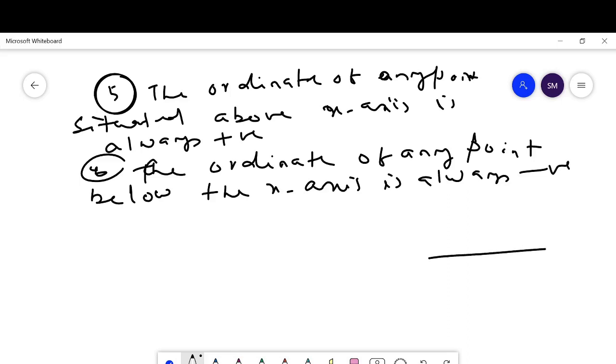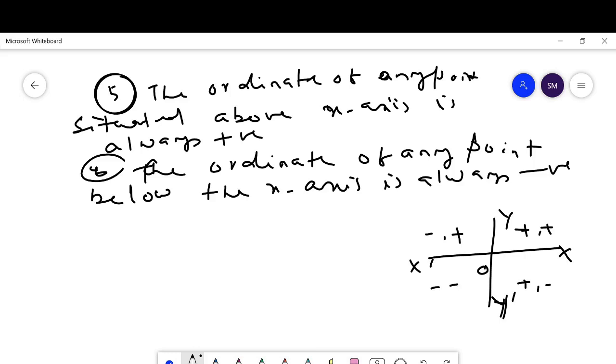Below the x-axis is always negative. Suppose this is the origin, this is the x-axis, this is x dash, this is y dash. Here both x and y are positive. Here x is negative and y is positive, here both are negative, and here x is positive and y is negative. Okay, this is the conclusion.